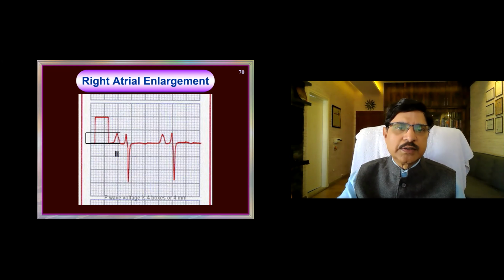Let us look at an ECG. The P wave voltage is 4 boxes or 4 millimeters. That is the height measurement using your scale. And that is the P wave, which is a peaked P wave or arrowhead P wave, or P pulmonale.